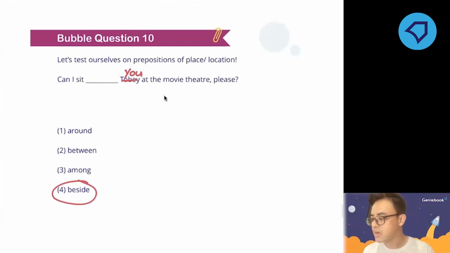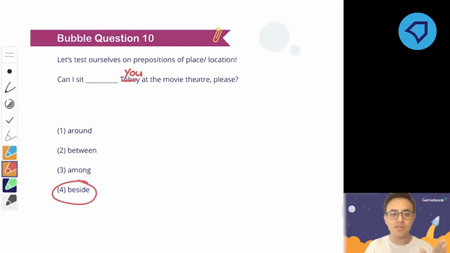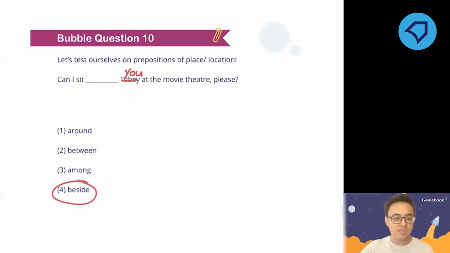Can I sit what you at the movie theater, please? And I changed it to Toby instead of you. And it is because you can be used to refer to more than one person. Now, if you're talking to a group of people, you won't say you guys. No, not Toby Maguire. I changed it from you to Toby because you can mean anyone, and it can also mean more than one person, right?